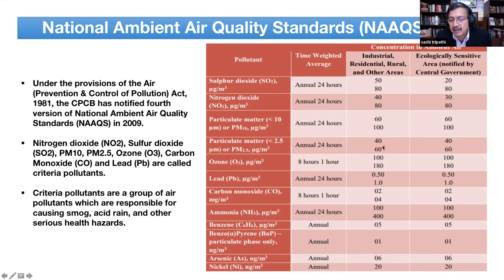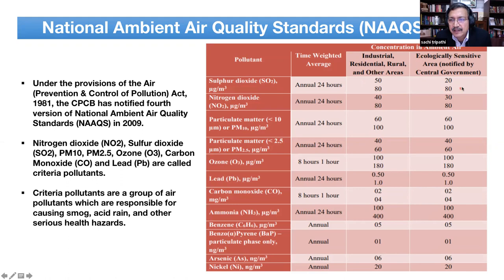So that means on a 24 hour basis, if you are exposed to particulate matter up to 60, then from the CPCB point of view, it means that you are still breathing air with PM2.5 which is following the safe limit imposed by CPCB. And over a year, if you are breathing something which is less than 40 microgram, then it is, of course, a safe limit, right? So this is for residential, rural, and industrial area.